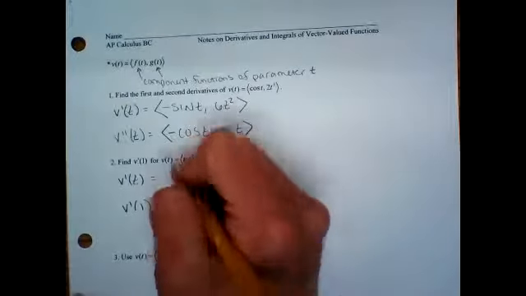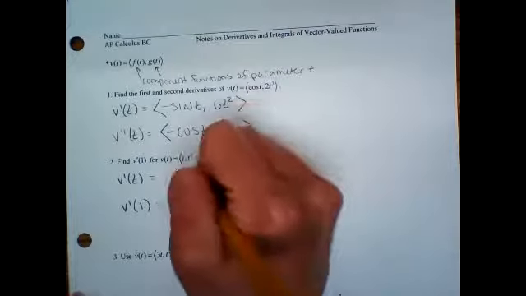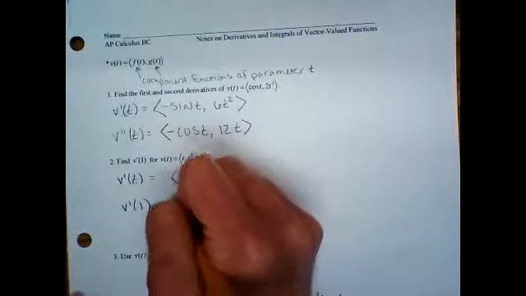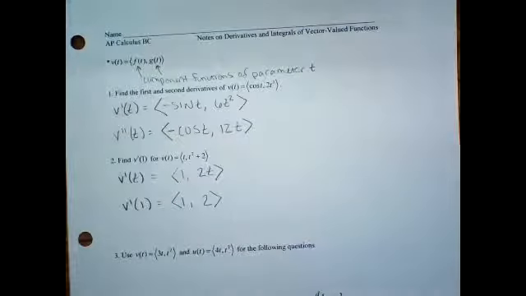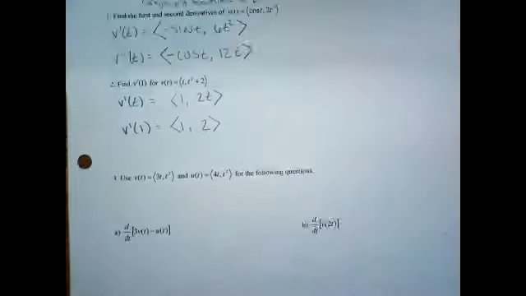So derivative of just t would be 1, and then the second part would be 2t, good, and then you plug in 1, so it would be <1, 2>. Remember a vector is magnitude and direction. You went 1 in the x direction, 2 in the y direction, like instructions for the direction that you're going. So using these two vectors, we're going to find the derivatives of these expressions.